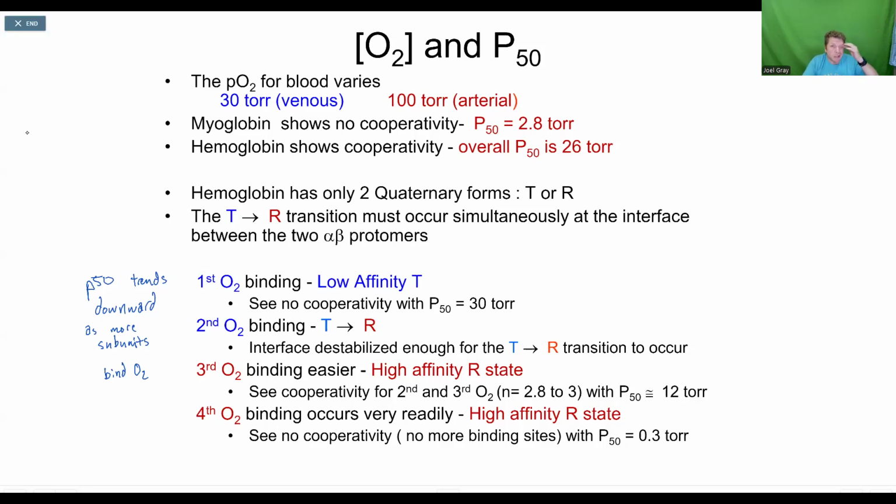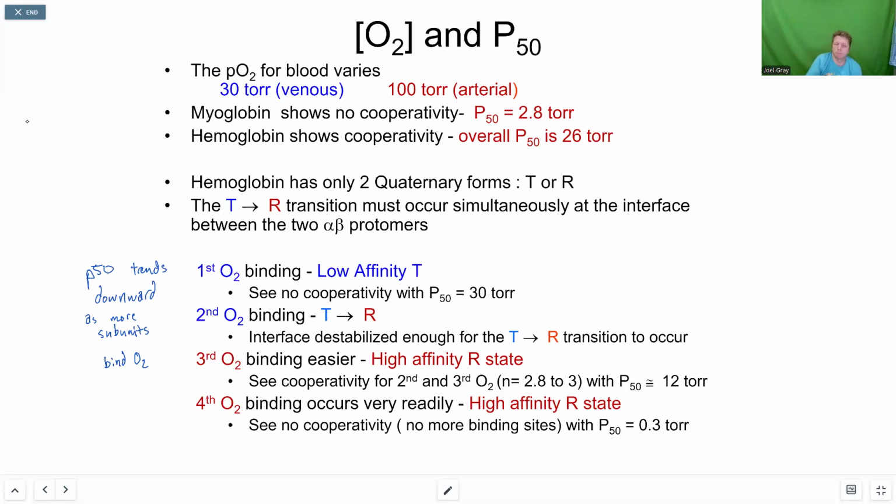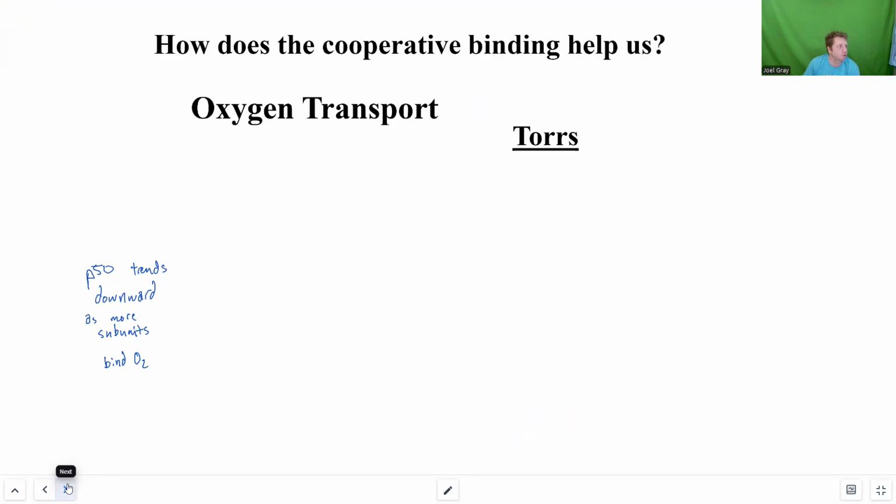So that's one of the things that I want you to take away from this. And that's really illustrating the positive cooperativity. The third, fourth, those subunits are much more apt and able to bind O2 than the first and second, as a result of the protein undergoing conformational change.